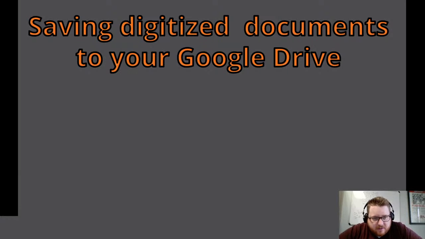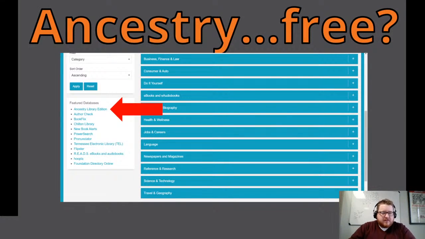Now, once you have a document, saving it to your drive. The great thing about Ancestry and Heritage Quest and all these other genealogical resources is that because you're using the library edition, you can't create your own profile in the way that you would if you were paying for these subscriptions. Instead, you have the opportunity to download the documents that you're finding, or even just email them to yourself.